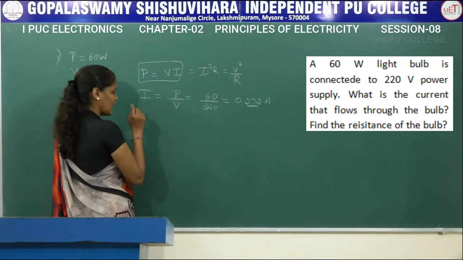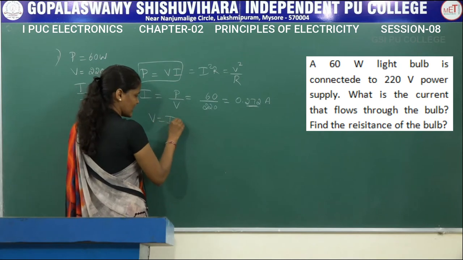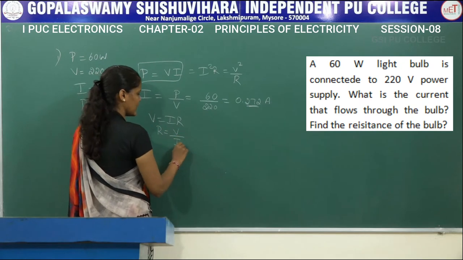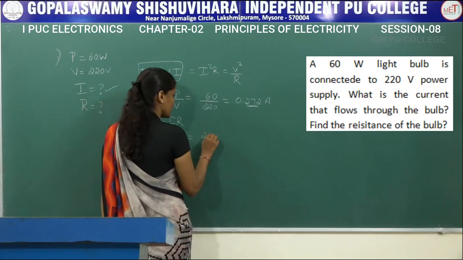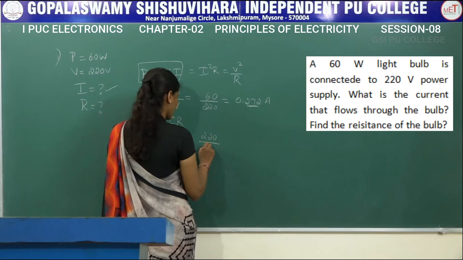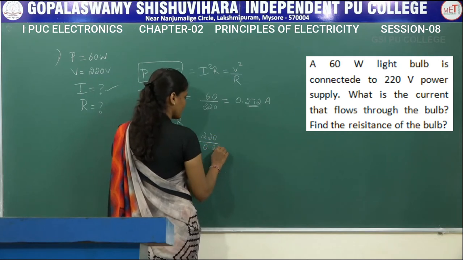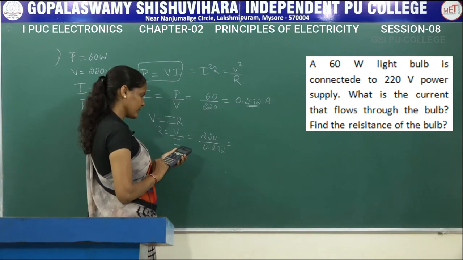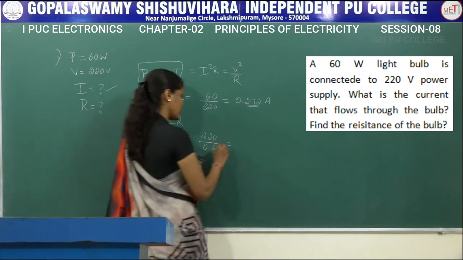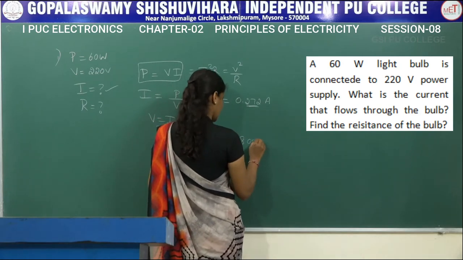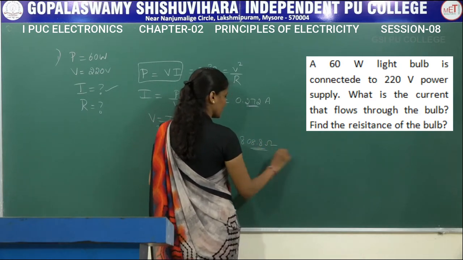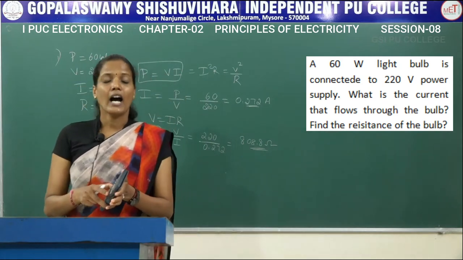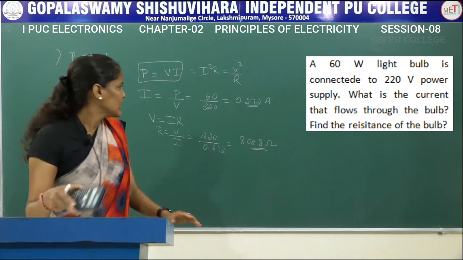Now I have to find out R. V is equal to I into R according to Ohm's law. So R is equal to V divided by I, where V is equal to 220 and I is equal to 0.272. So 220 divided by 0.272 gives me 808.8. The unit of resistance is ohms. So this is the value of I and R for the given problem.